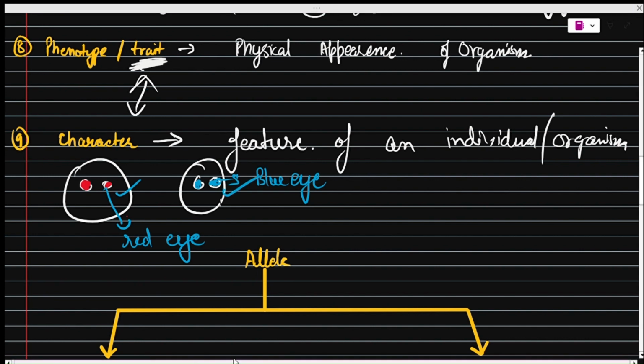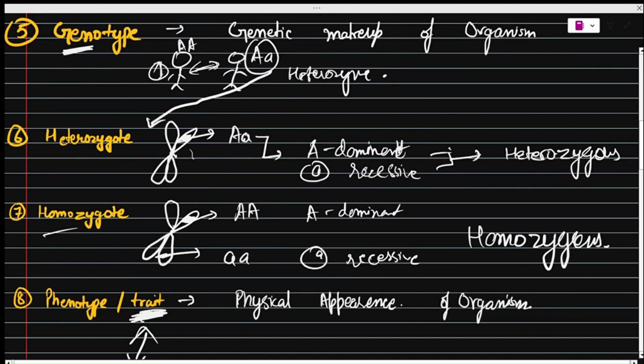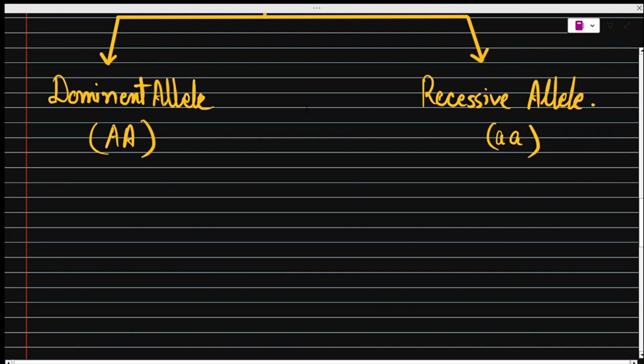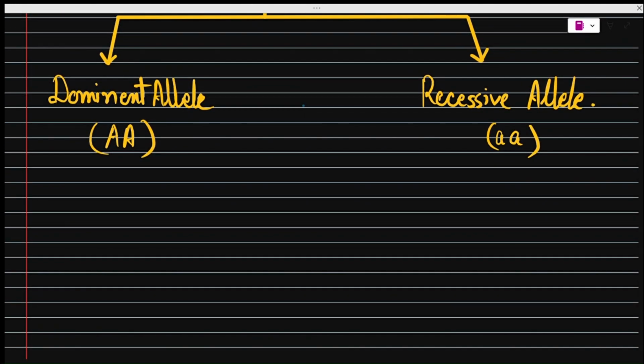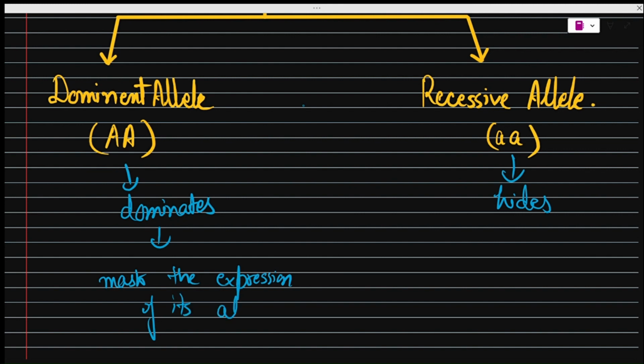Now, I have already told you about the dominant allele and recessive allele. It is very simple. Dominant is what dominates, and recessive simply hides. If I go for a good definition, then the dominant allele will mask the expression of its alternate form or allele.